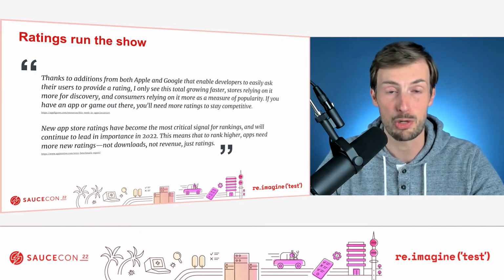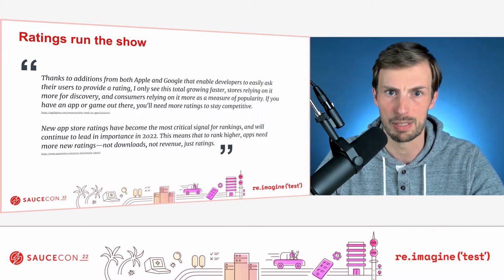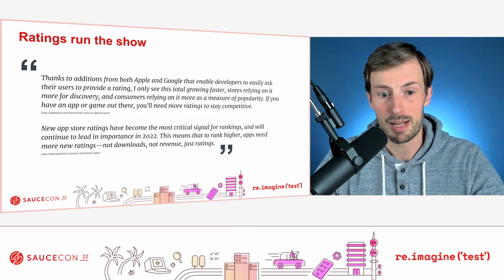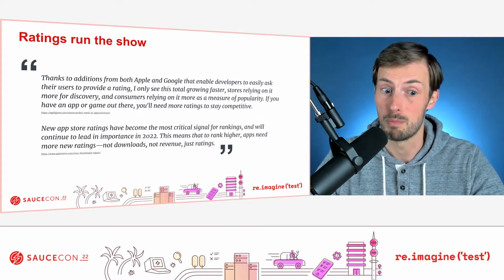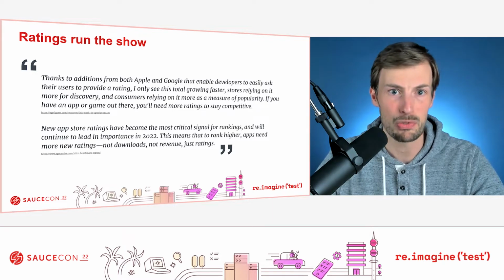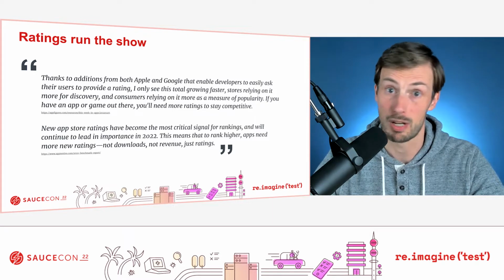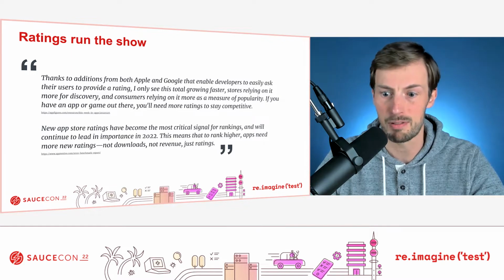If you have an app or game out there, you'll need more ratings to stay competitive. The context that I should add is that this person obviously is talking about App Store ratings, right? New App Store ratings, this is the second quote, have become the most critical signal for rankings and will continue to lead importance in 2022. This means that to rank higher, apps need more new ratings, not downloads, not revenue, just ratings, not keywords either. So that's from Apptentive, end quote.